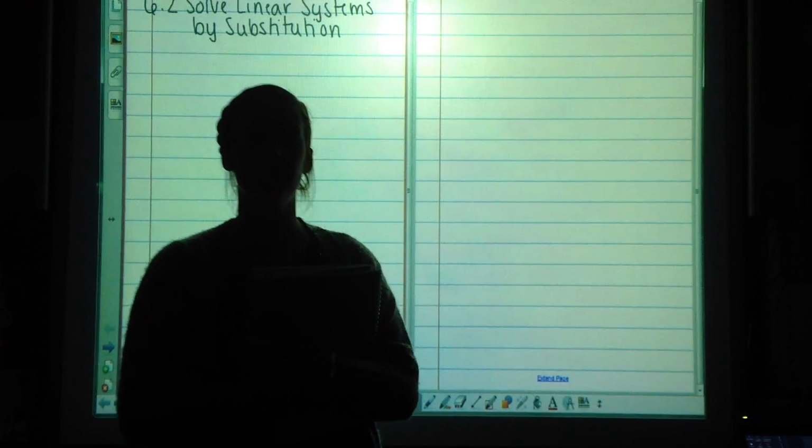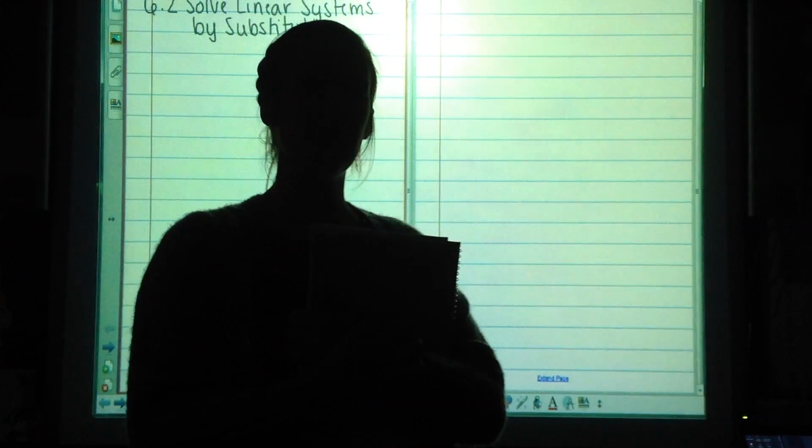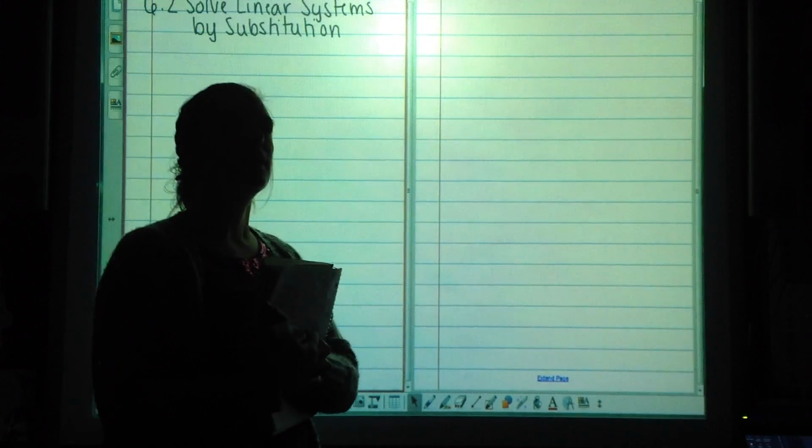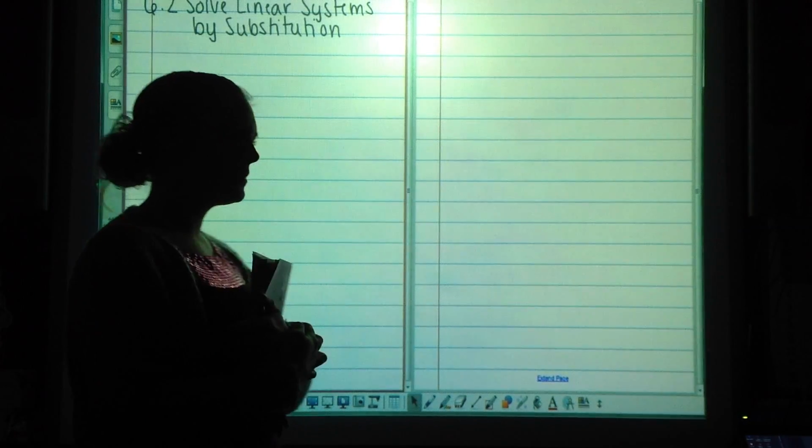Continue this chapter by solving linear systems. Instead of graphing, we're going to use substitution this time. Let me remind you what substitution is.